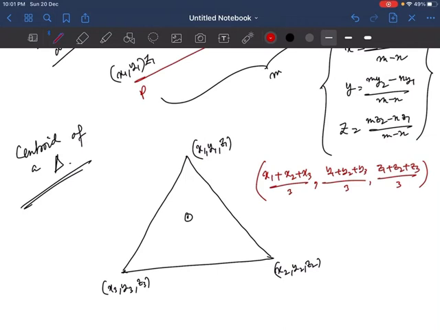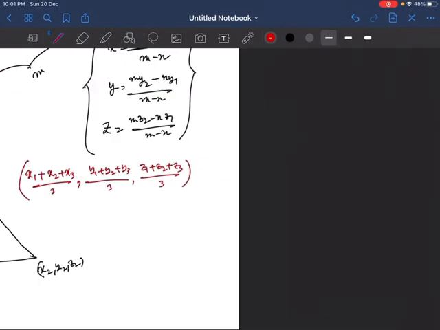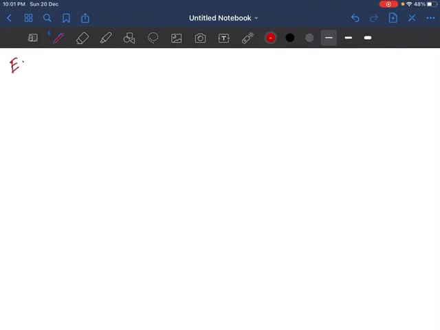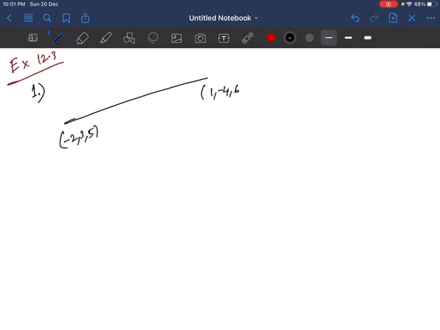Simple as that. Okay, let me do some problems. Exercise 12.3. The first question you see in here is: find the coordinates of the point which divides the line segment joining the two points (-2, 3, 5) and (1, -4, 6) in the ratio 2:3 internally. So this one is 2 and this one is 3. It is dividing it in the ratio of 2:3 internally.